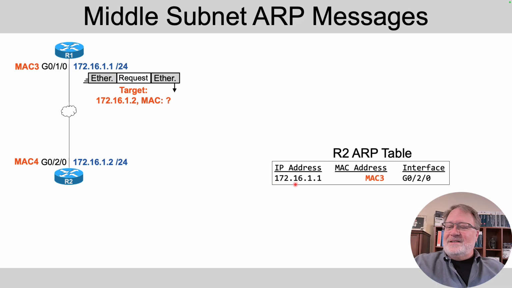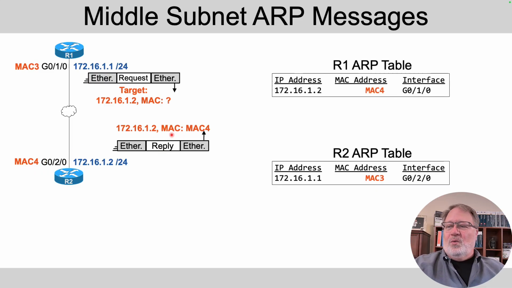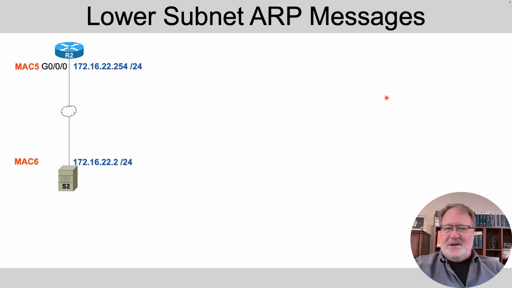So R2 adds the sender's IP address and MAC into R2's ARP table. Just to be efficient, R2 sends an ARP reply back listing R2's own IP address and MAC so that R1 can learn the appropriate MAC table entry. Now R1 can forward the packet down to R2. And then just to complete the puzzle, the lower subnet, I've just drawn it with only the lower subnet just to make space to write.